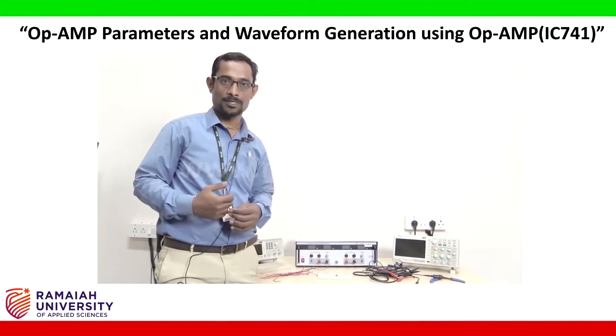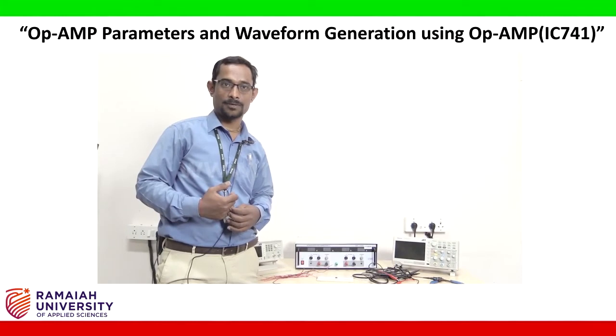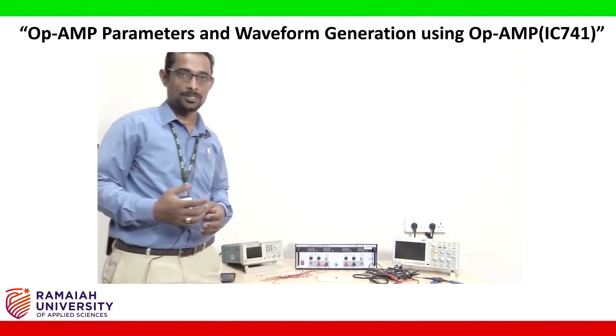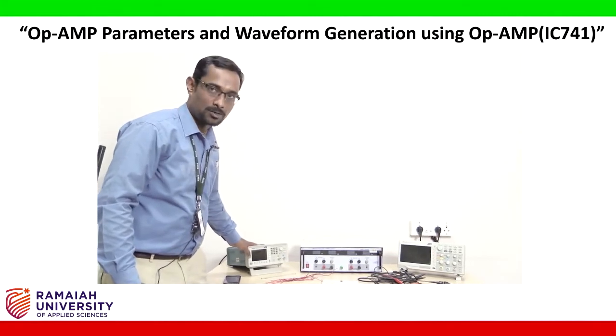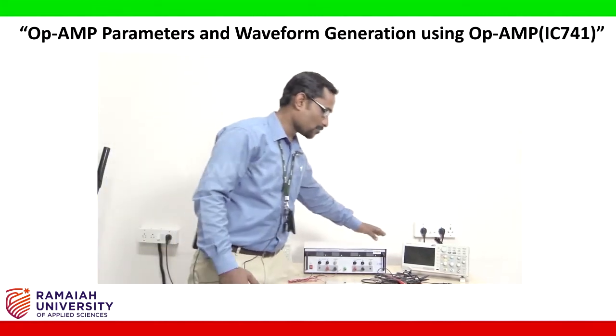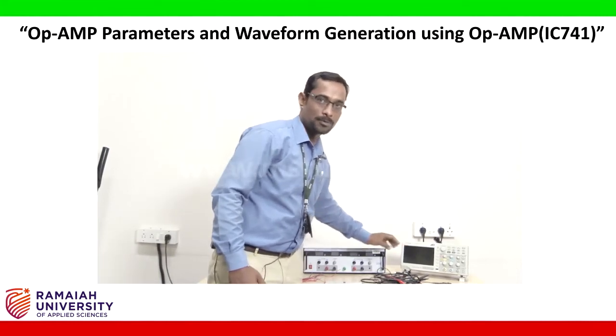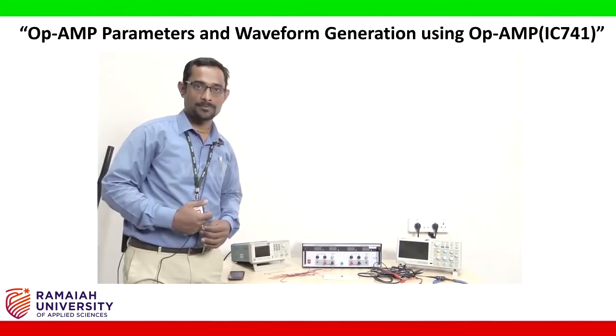Now I am going to measure the slew rate and bandwidth for the uA741 IC. The two extra components I am going to use are this input device called signal generator, and I need to measure the waveforms by using the digital oscilloscope. Now let us start the experiment based upon the circuit connection.